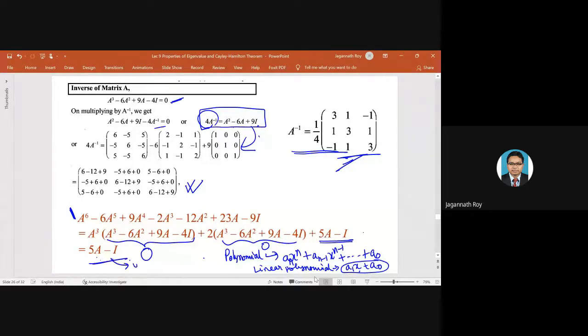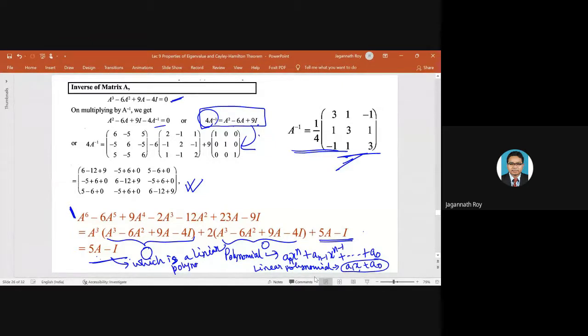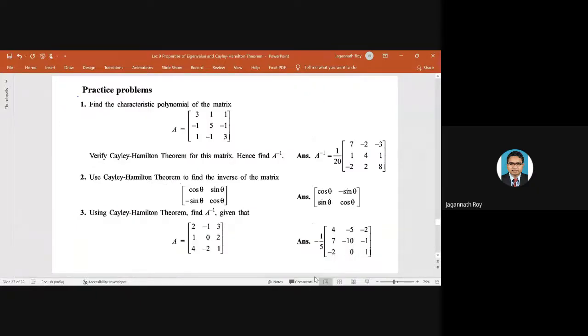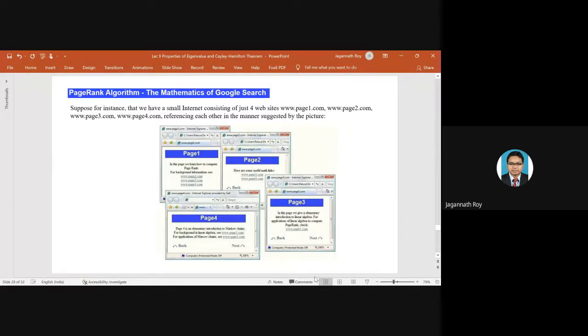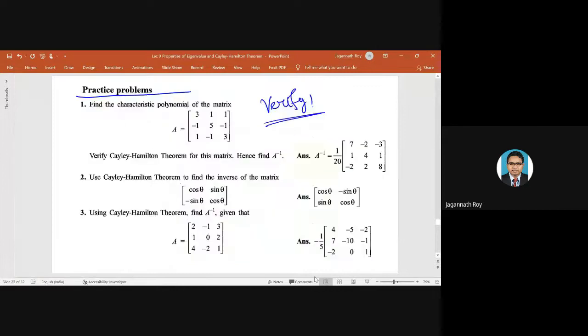Which is a linear polynomial in A. So our third task is also complete. Now these are for your practice problems. Try to verify these results. Okay. And let me tell you this part in the next class.